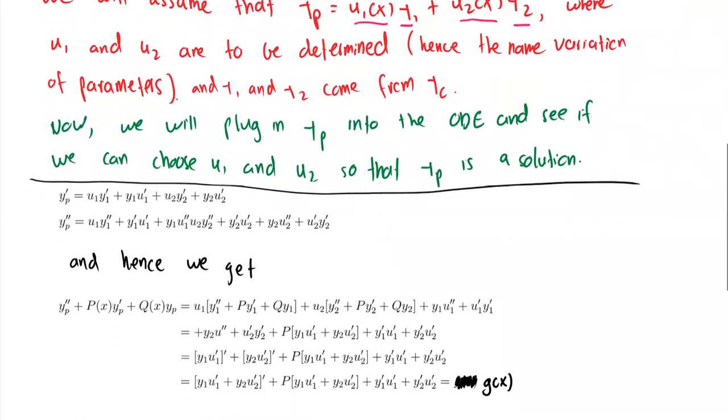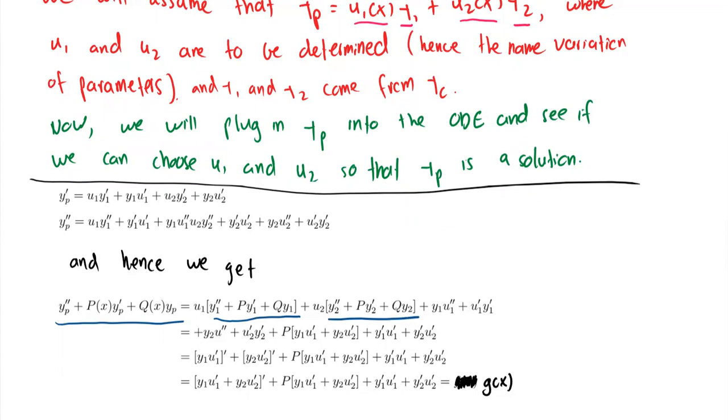So what's on the left-hand side is the original ODE: y double prime plus p of x y prime plus q of x y. Again, all I'm doing is plugging this in, and I'm going to be combining terms in a very convenient way. After I plug it in, I'm going to combine my terms like this. I'm going to factor out u1 to get this factor here, and factor out u2 to get this factor here.